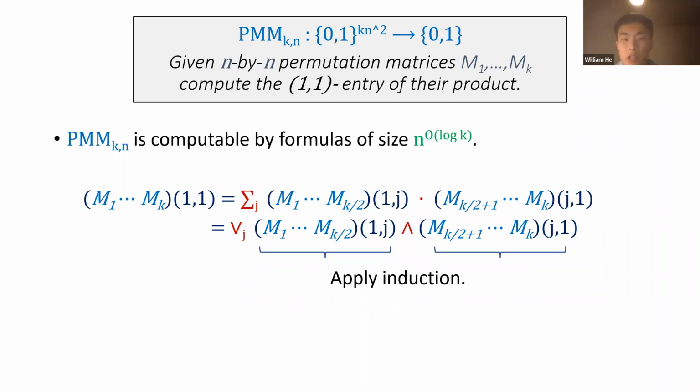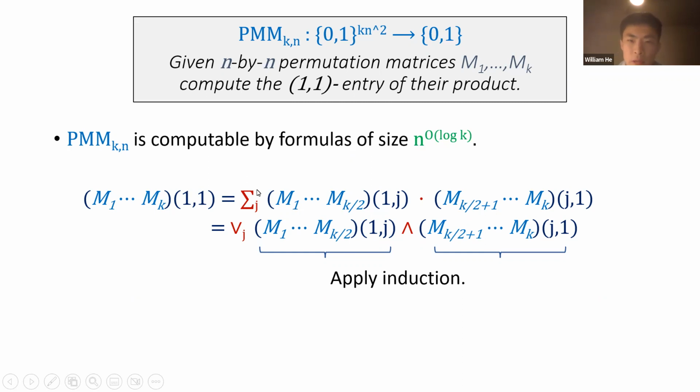There are well-known and conjectured optimal upper bounds for PMM_{k,n}. The upper bound is that PMM_{k,n} is computable by formulas of size n^O(log k). To construct these formulas, we use a natural divide and conquer approach. To compute the matrix product M1 through Mk, we can first compute the matrix product M1 through M_{k/2}, and then compute the matrix product with the second half of the matrices.